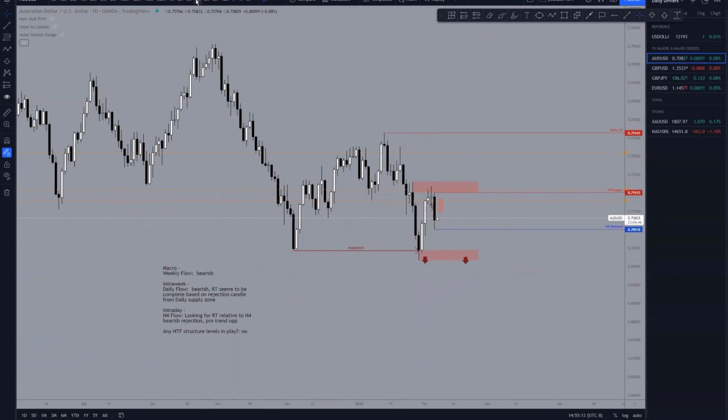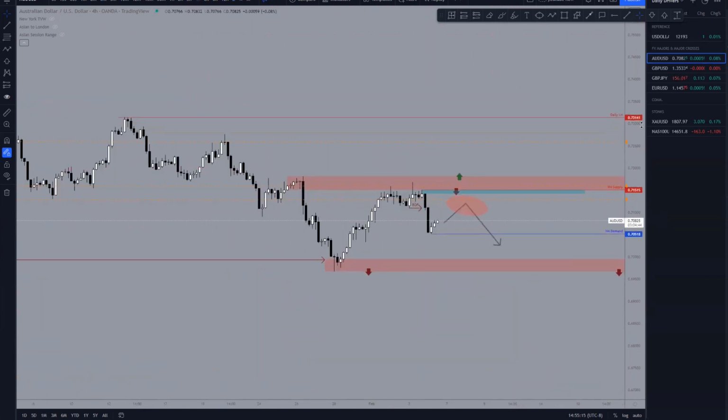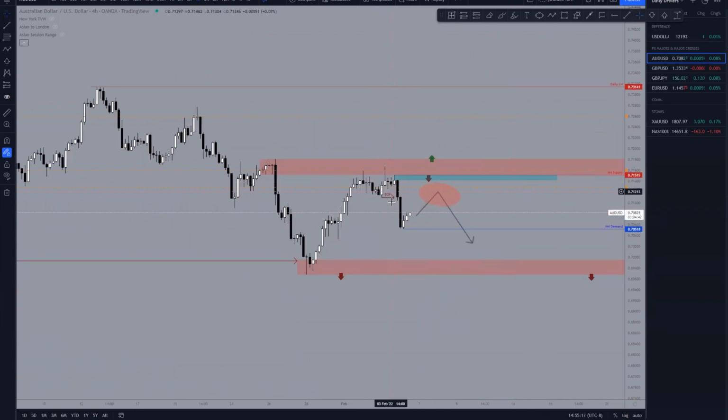What I'm looking for now is a pullback on the H4, something relative to this break of flow and rejection of that daily supply zone. What I was talking about, looking for those shorts last week. Price did reject, did push down. We did get some short opportunities there. However, I think the safer play is a retest relative to this. So I would love to see a retest. Don't know exactly what it's going to look like, but this is the overall idea.